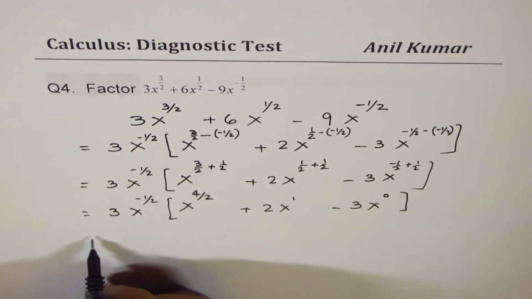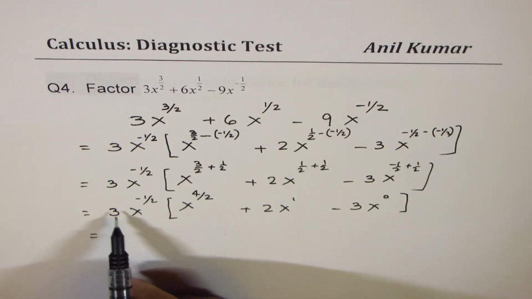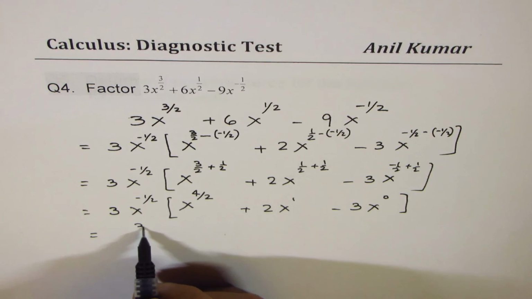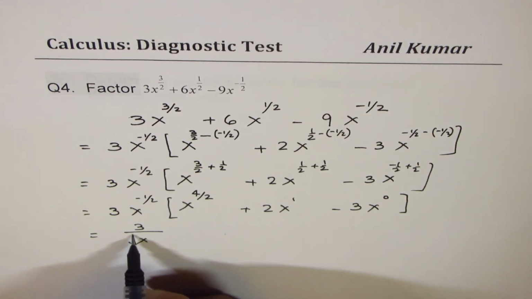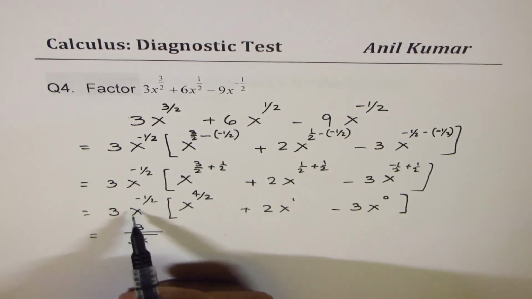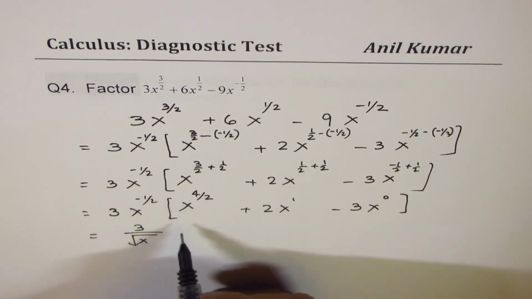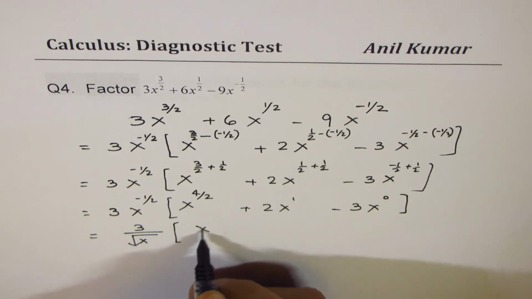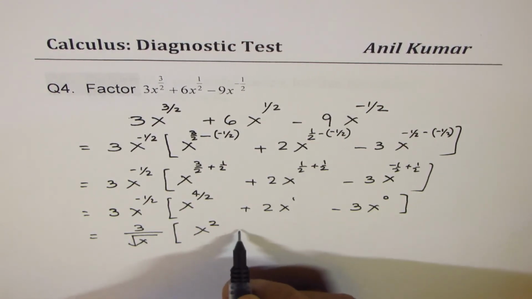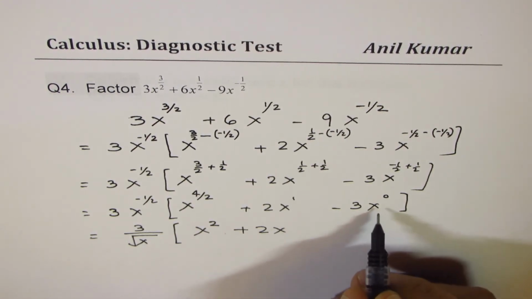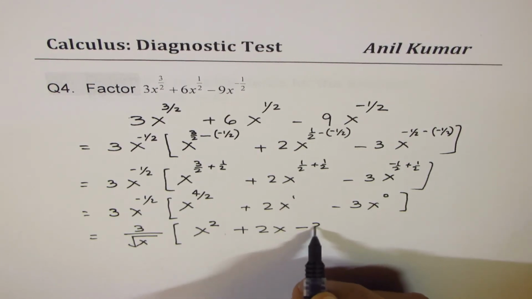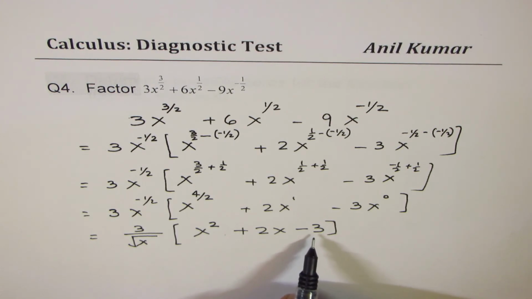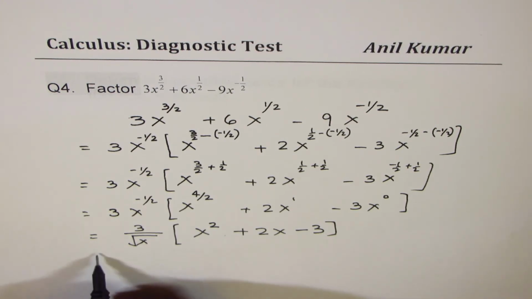Now, when you say 3 x to the power of minus half, you could have written this also as 3 over square root x. Is that okay? Minus means 1 over x and square root. Now here, what do we get? 4 divided by 2 is 2, so you get x squared. In this case, it is 2x. Anything to the power of 0 is 1. You get minus 3. Now that is a quadratic expression. You could always factor this one. What do you get?